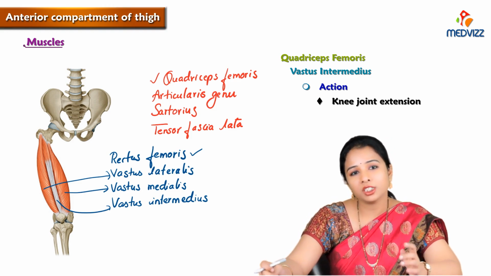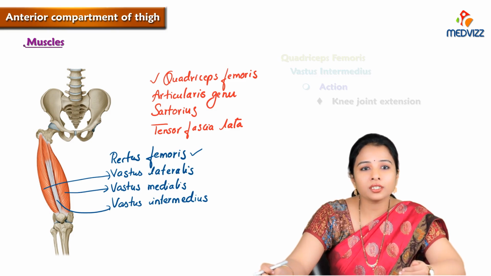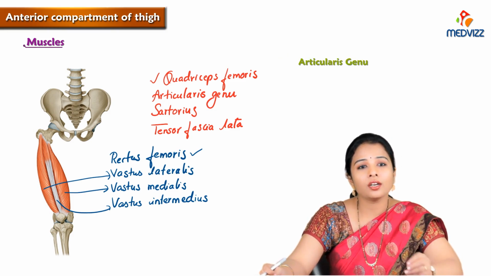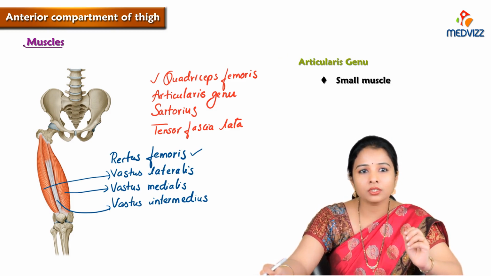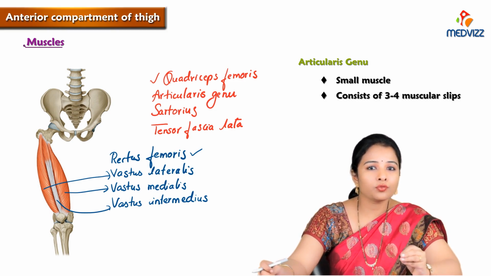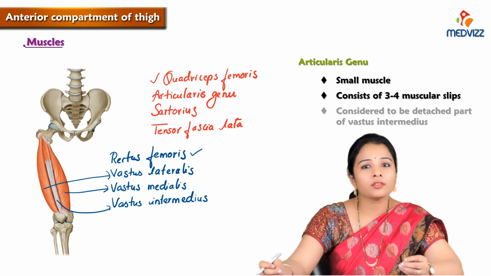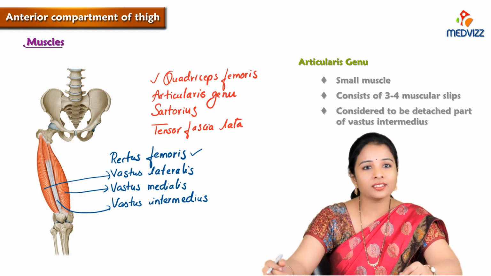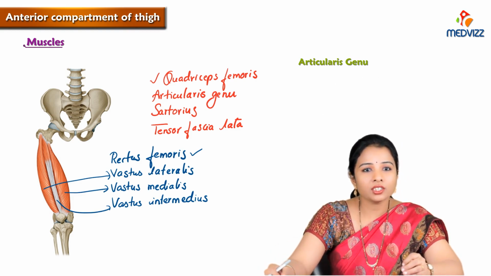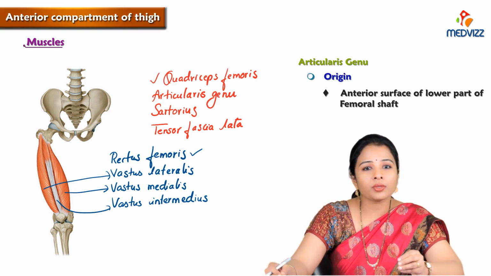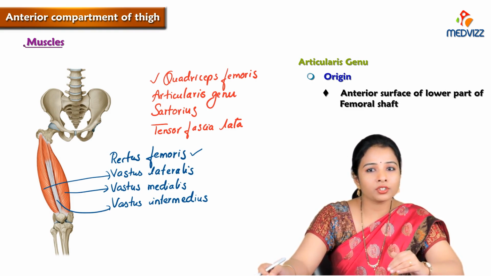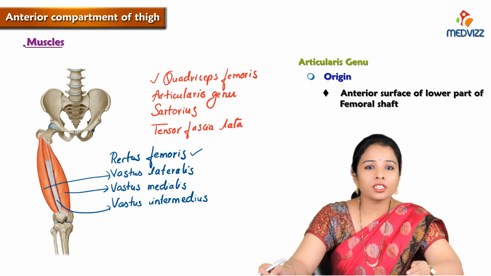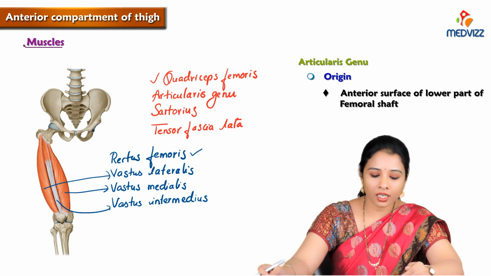And one more muscle which is present in the anterior compartment is articularis genu. Articularis genu is a small muscle and it consists of 3 to 4 muscular slips which are considered to be a detached part of vastus intermedius itself. If you see its origin, it arises from the anterior surface of the lower part of the shaft of the femur, a few centimeters above the patellar articulation.